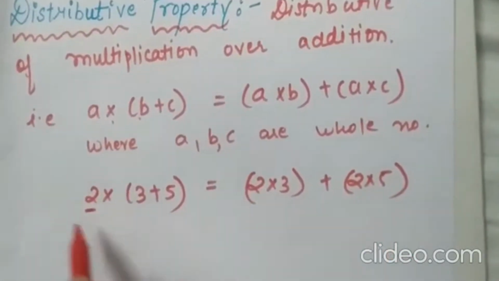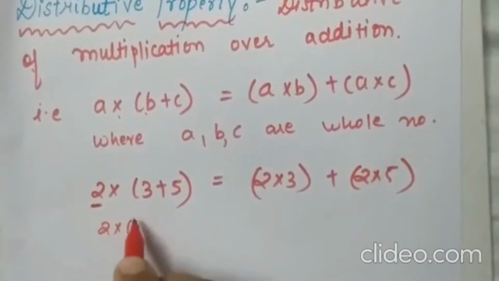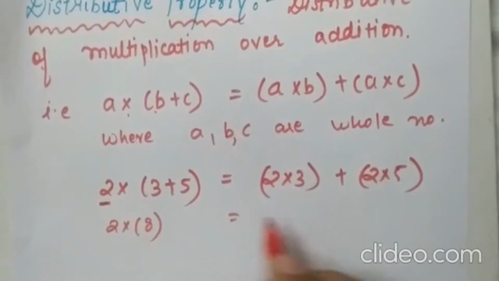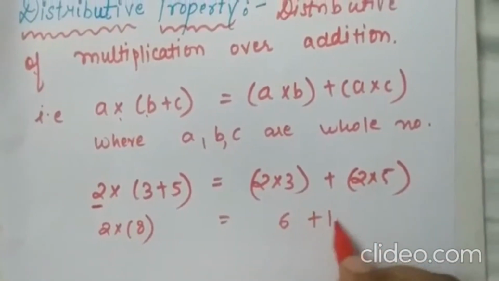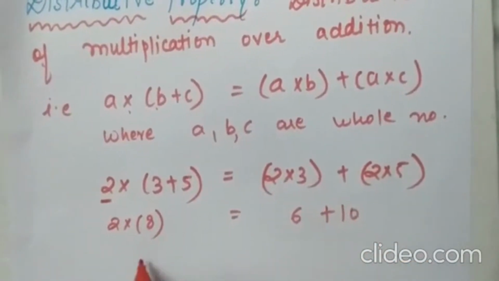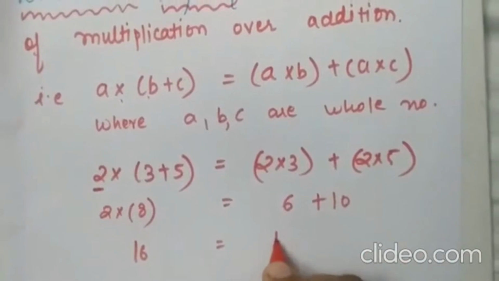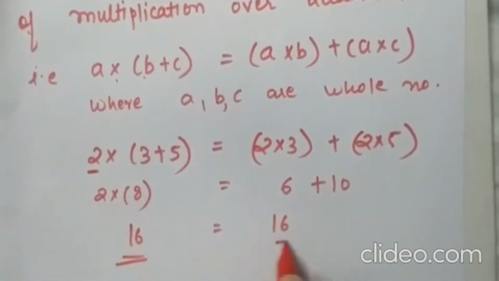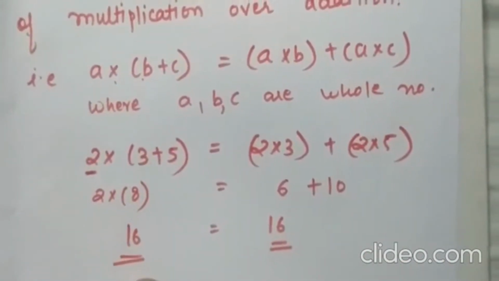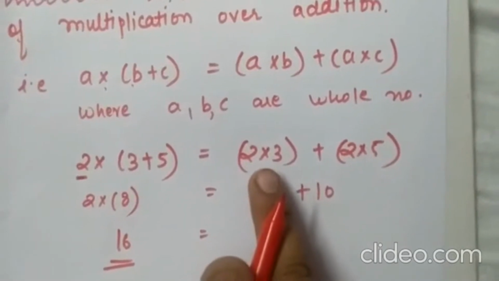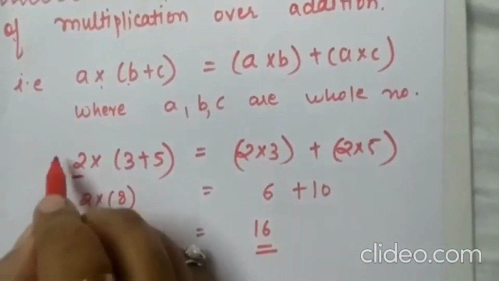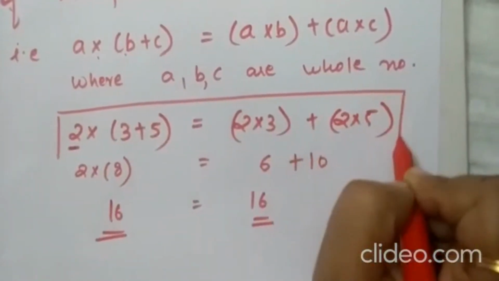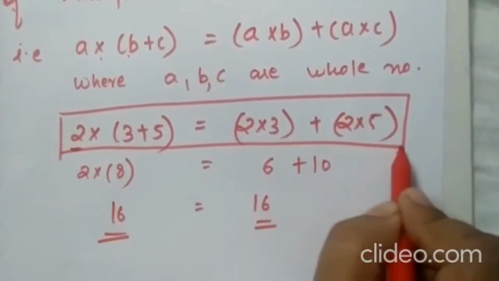Okay. So 2 into (3 plus 5) is 2 into 8, which is 16. Here 2 3s are 6 plus 2 5s are 10, and 10 plus 6 is 16. If I solve directly, then I get the same answer. If I apply the identity, then also I get the same answer. And this is called distributive property of multiplication over addition.